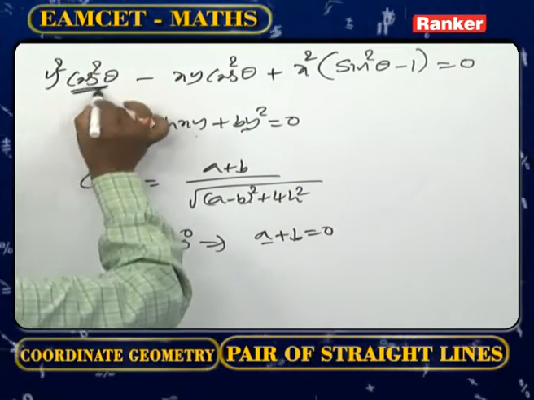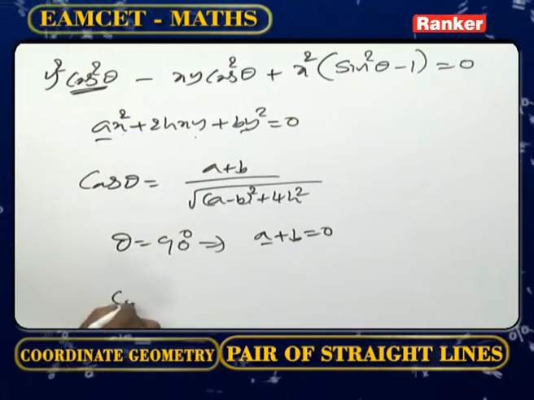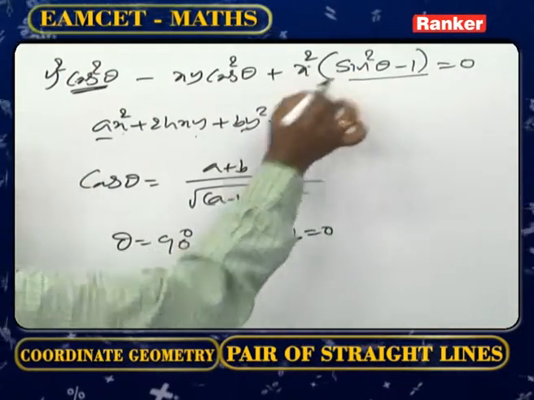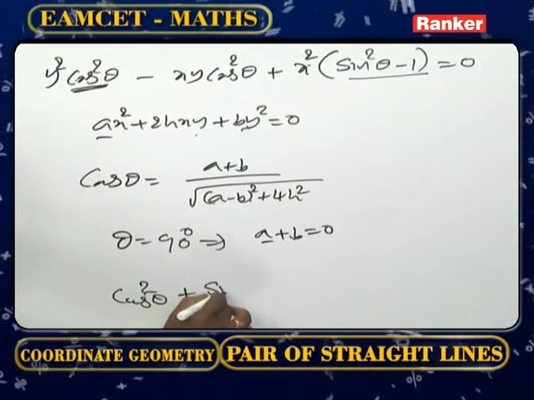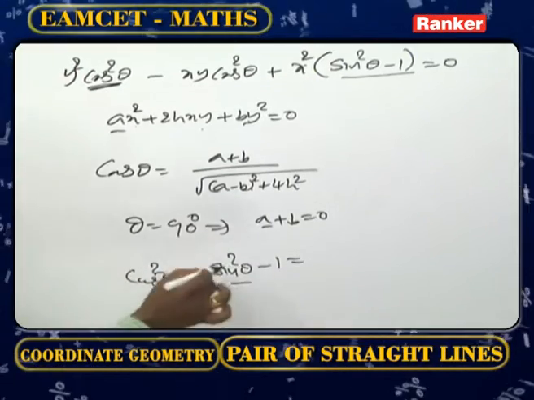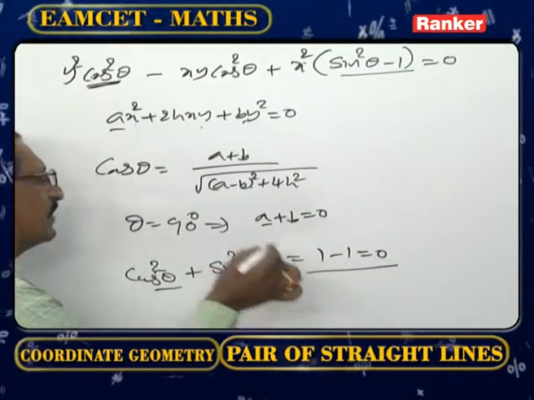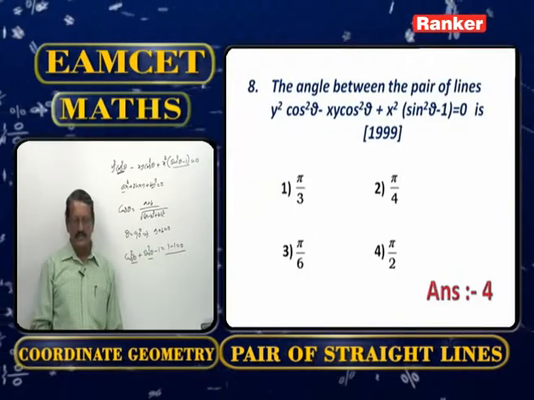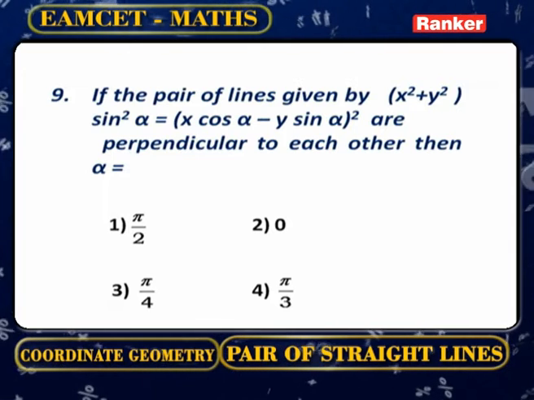Now here in the given equation coefficient of y square is cos square theta, so b equals cos square theta. Coefficient of x square a equals sin square theta minus 1. Now a plus b, cos square theta plus sin square theta minus 1. But cos square theta plus sin square theta is 1, 1 minus 1 is 0. Now sum of coefficients of x square and y square equals 0, then angle between the lines is 90 degrees. Fourth option.